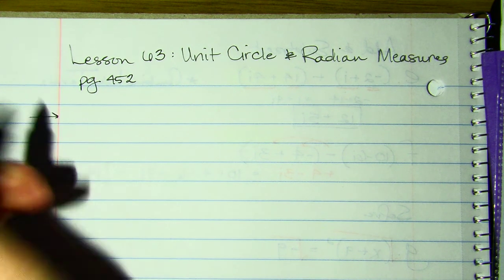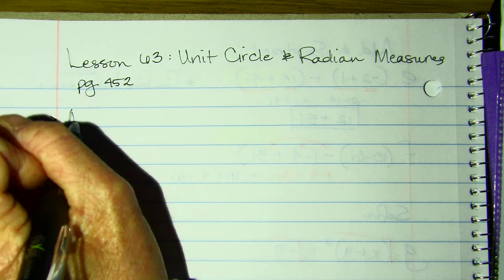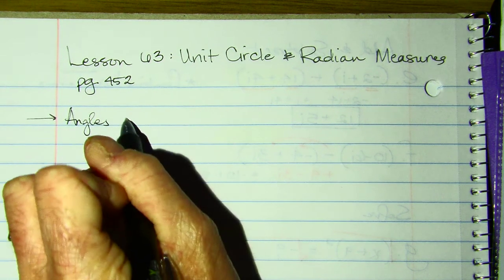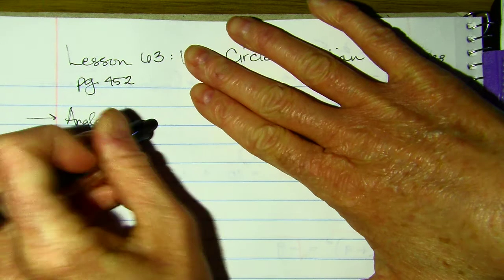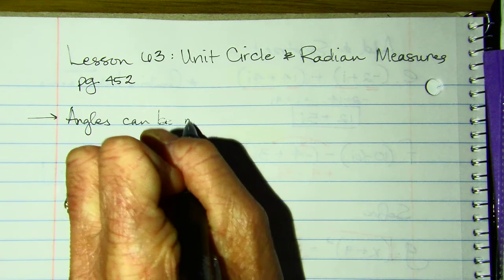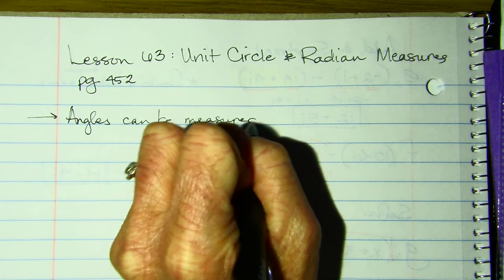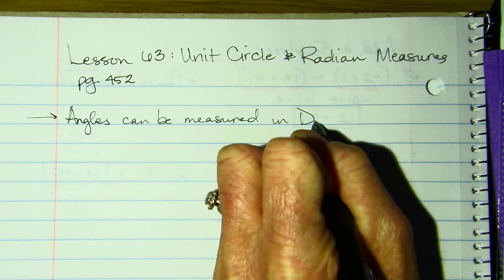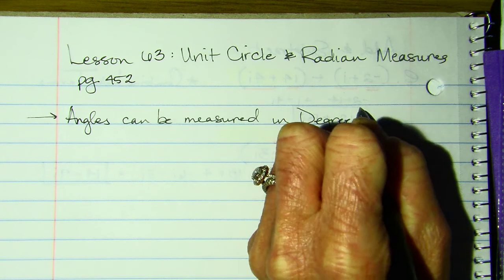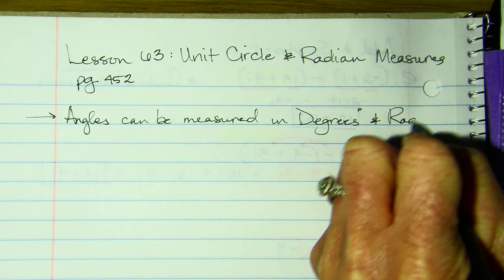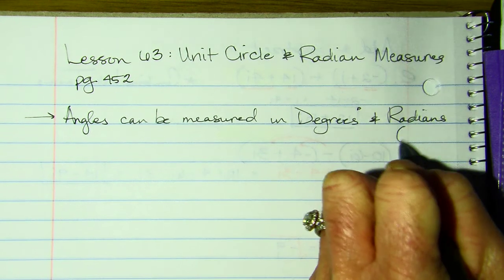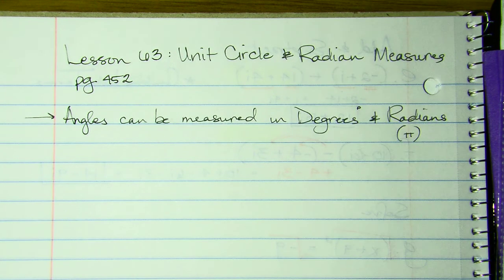Angles can be measured two ways. Angles can be measured in degrees, that's when we use the little bubble up top, and radians, which is when we use pi. So angles can be measured two different ways, and we're going to talk about how to go from one to the other.